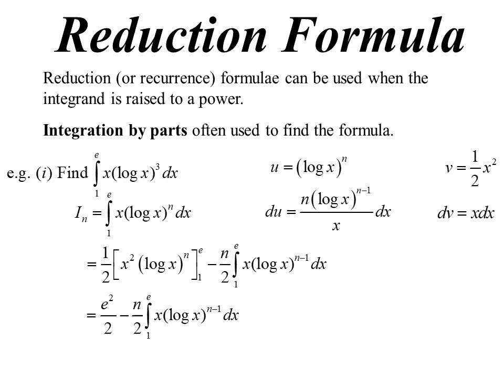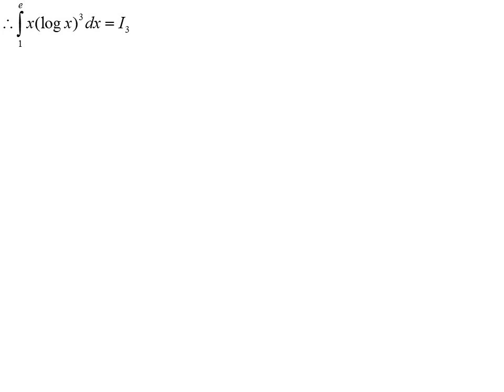But then I have minus n on 2, and as I say, that integral is essentially the same. So I can say, well, actually, that's I_(n minus 1). It's the same integral, but now the power's n minus 1. And we've now got a formula that allows us to reduce these down to something manageable. So I'm working out I_3 then. Well, what would I_3 be? Substituted into my formula, e squared on 2 minus 3 on 2 times I_2.